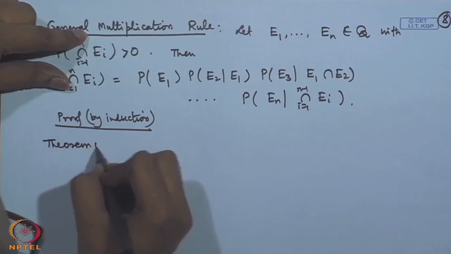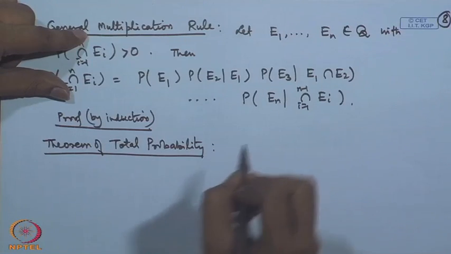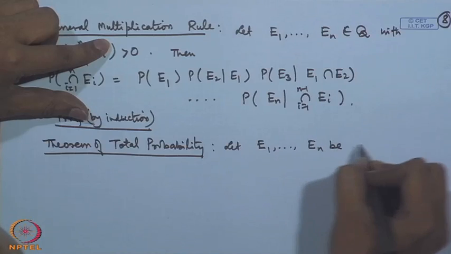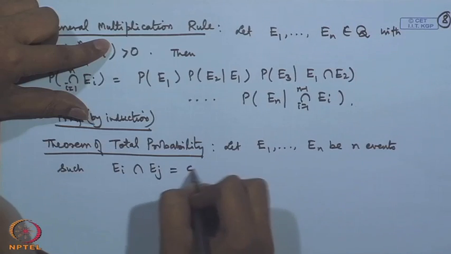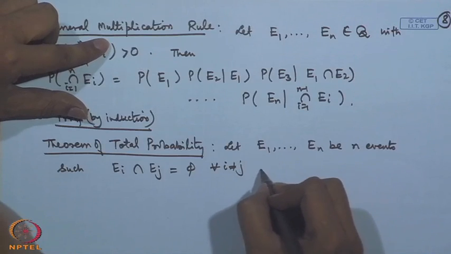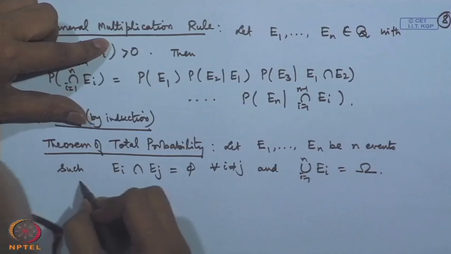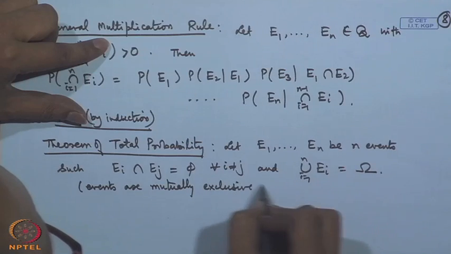That means the total probability of a particular event can be split into the probability of that event caused by one cause, caused by another cause, and so on. So, we have the theorem of total probability. Let E1, E2, ..., En be n events such that Ei intersection Ej is equal to phi for all i not equal to j, and union of Ei is equal to omega. Basically, what we are saying is that the events are mutually exclusive and exhaustive.